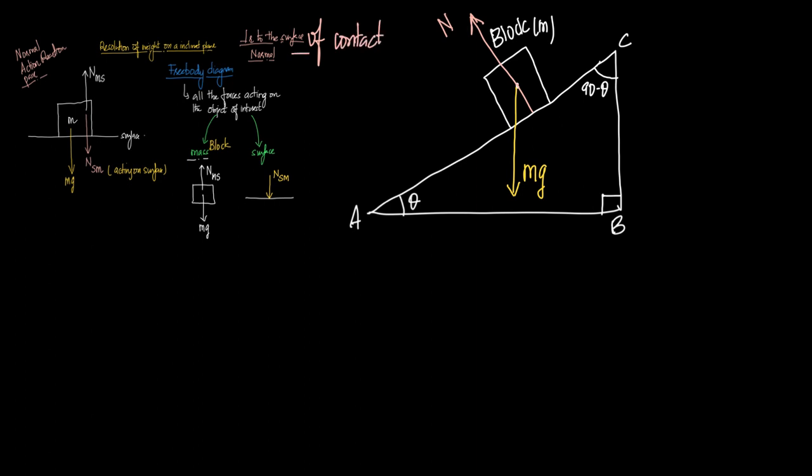So which is the perpendicular surface of contact here? It is AC and not AB. It's very important. AC is where the object is in contact, right? So normal reaction would be acting perpendicular to the surface of contact, which is AC here.